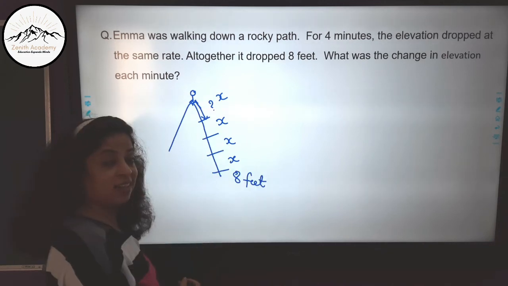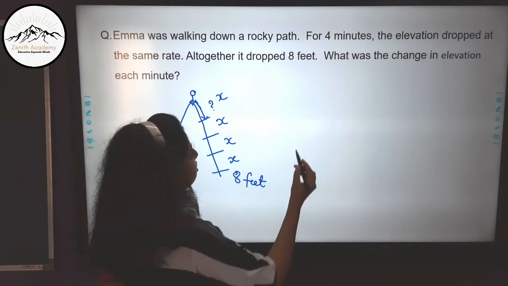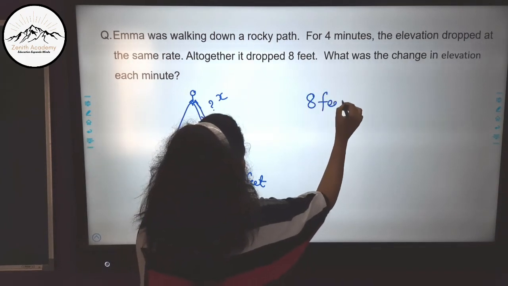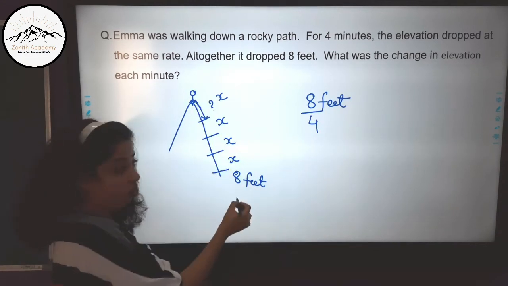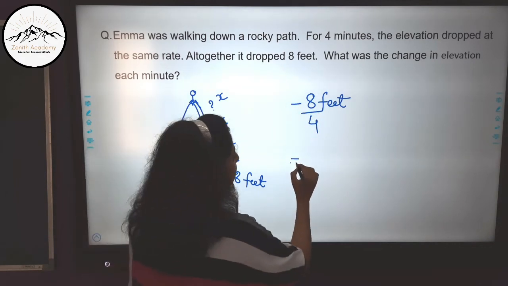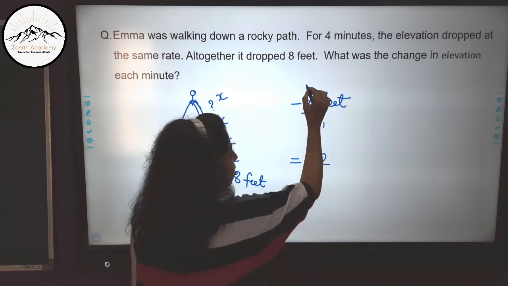It is clearly a word problem, or clearly an application of division of integers. So you will take 8 feet and divide by 4. And since it is going down, this 8 will be in negative. So it will be minus 2. 4 ones are 4, 4 twos are 8.